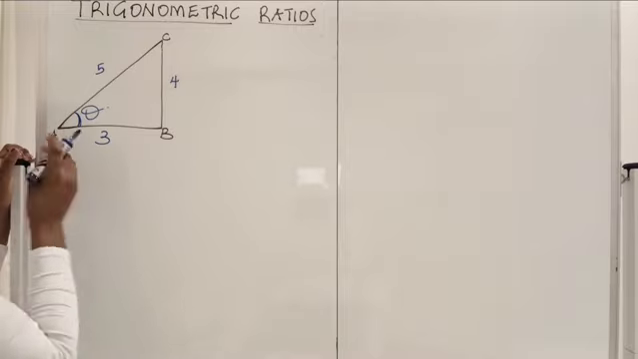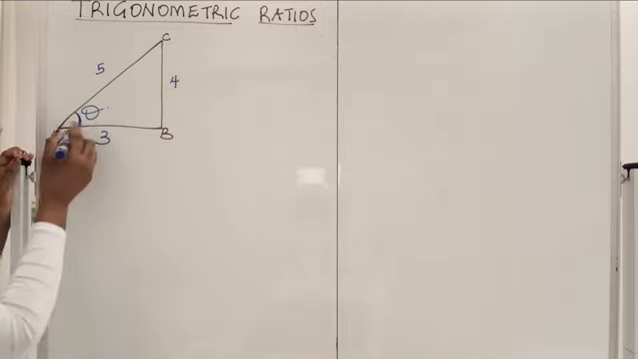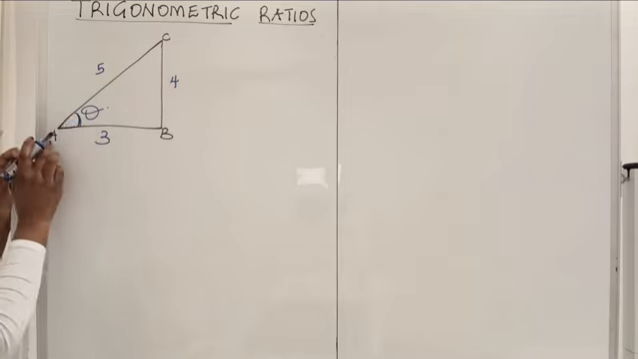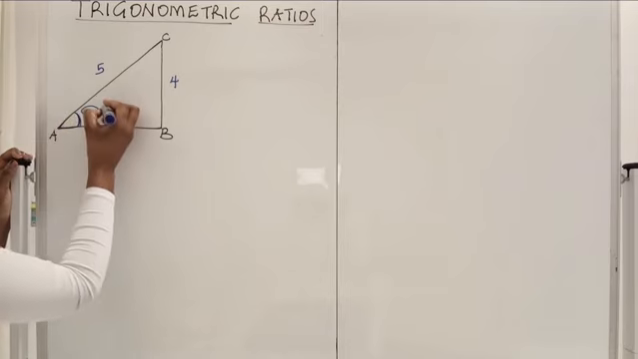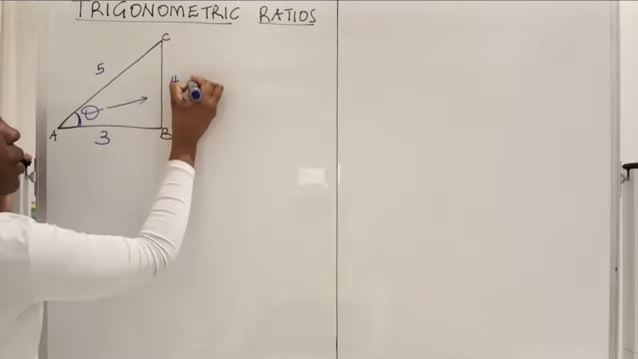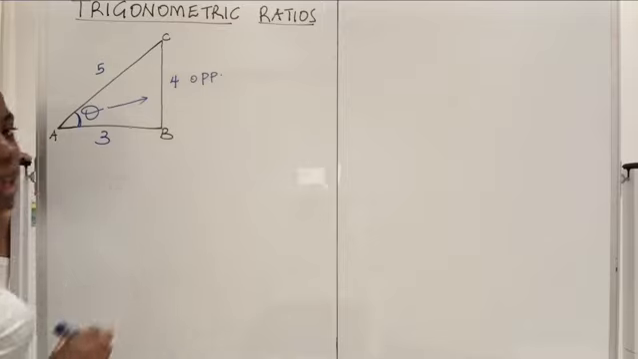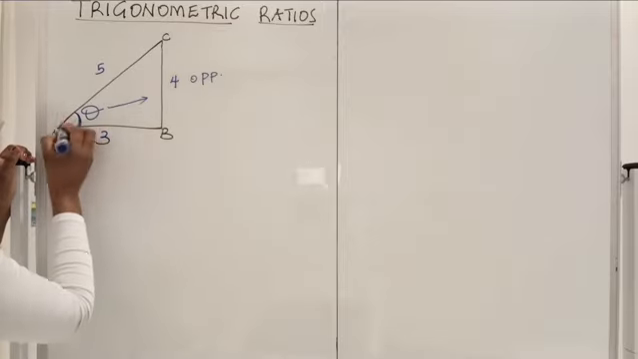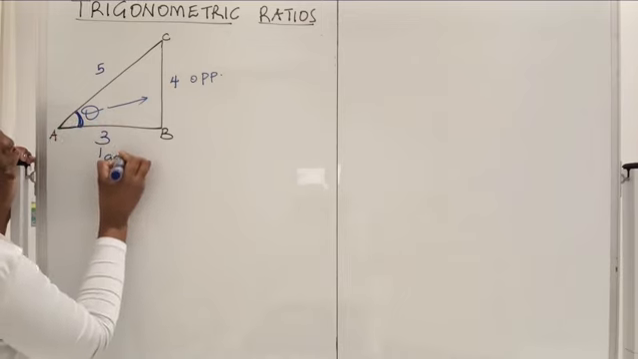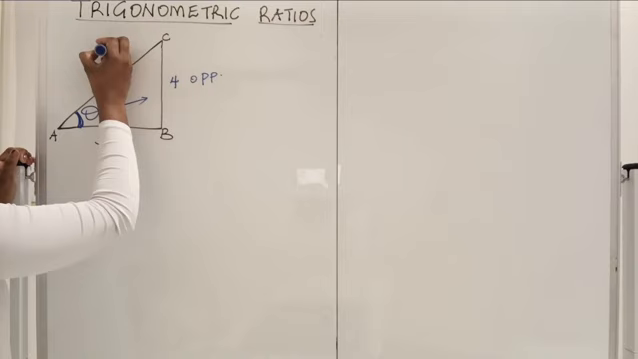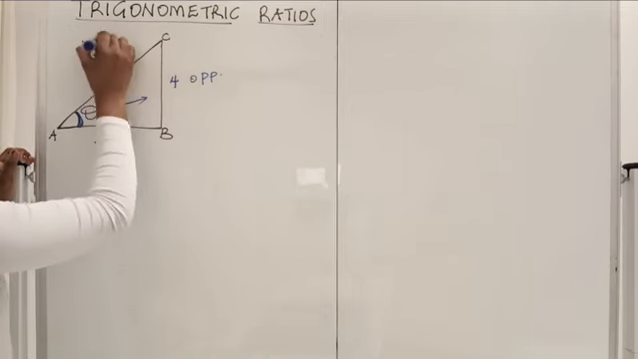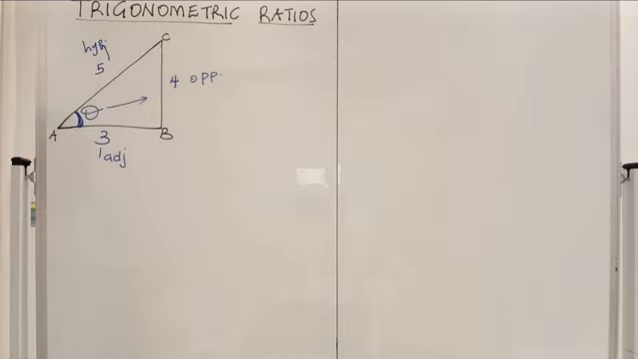So we are going to first look at this triangle, and then we'll check where the angle is. Theta is at point A. The side that is opposite, or where theta is facing, we call our opposite. The side where the angle sits, we call the adjacent. And the longest side is called the hypotenuse. That is the longest side.